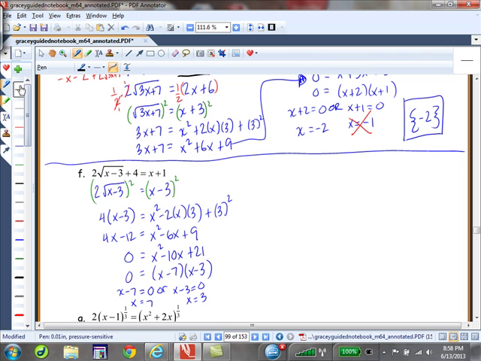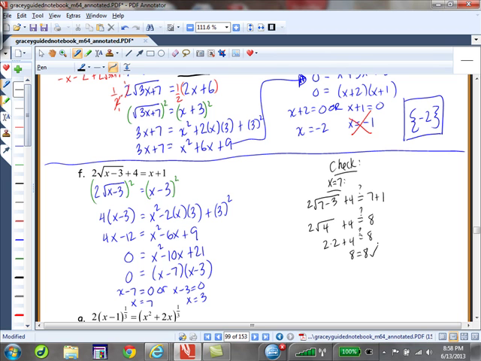Now let's check our results. So when we check x is equal to 7, we have 2 times the square root of 7 minus 3 plus 4. Is that equal to 7 plus 1? So 2 times the square root of 4 plus 4, is that equal to 8? 2 times 2 plus 4, is that equal to 8? 8 equals 8, so that one checks out.